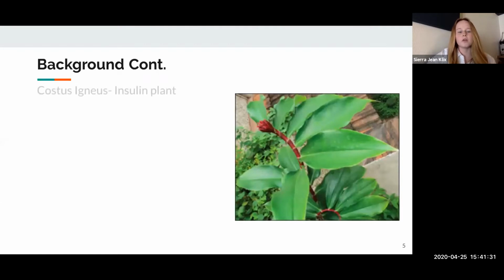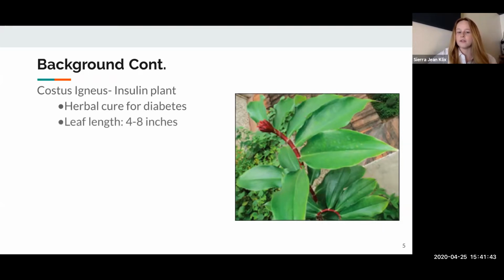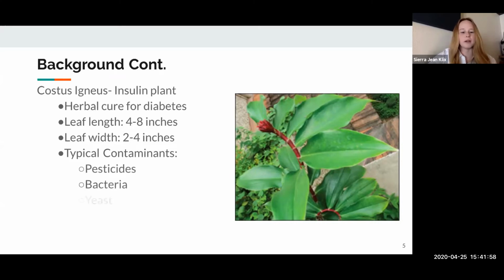So a little bit more background. What are we specifically decontaminating, which is this plant called Costus igneus, which is an insulin plant. This plant is important because it's an herbal cure for diabetes. The leaf length is 4 to 8 inches. The leaf width is 2 to 4 inches. This will be important later down the road when we do our calculations. So some typical contaminants that we are trying to get rid of are pesticides, bacteria, yeast, mold, and various metals that are in the soil when the plant is growing.